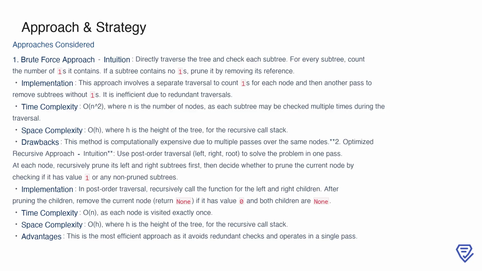To address these issues, we turn to an optimized recursive approach. This method leverages post-order traversal, where we process the left and right subtrees first before making decisions about the current node. By pruning subtrees during the traversal itself, we reduce redundant checks and complete the task in a single pass. The time complexity here is O(n), as each node is visited only once, and the space complexity remains O(h), matching the height of the tree. This method is both efficient and elegant, making it a much better choice for this problem.